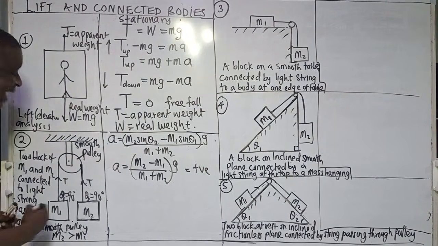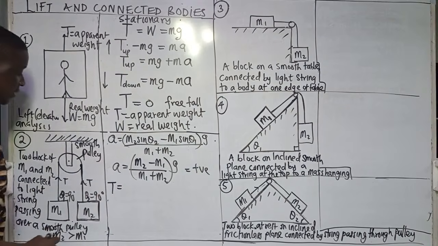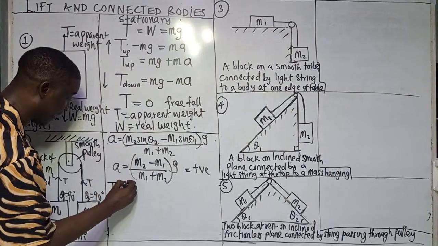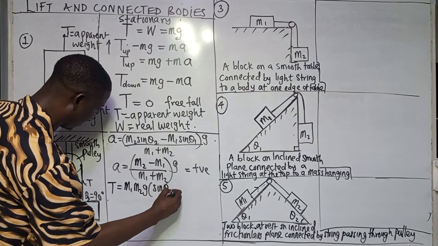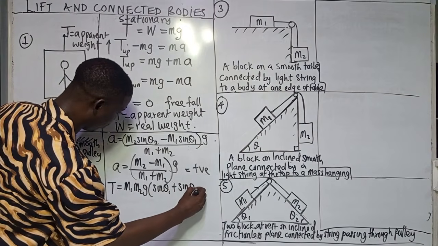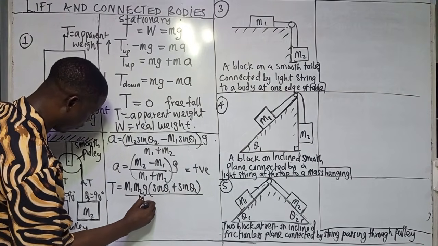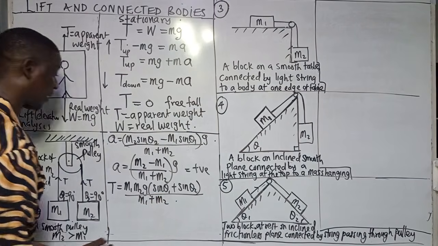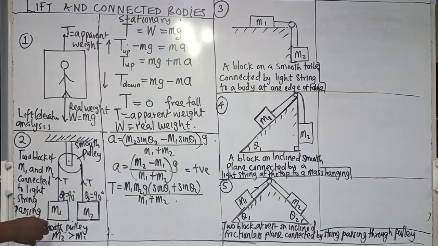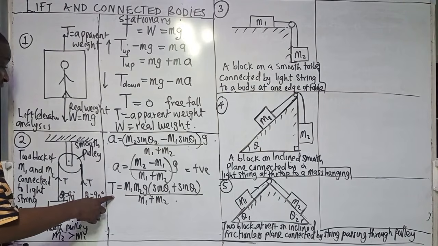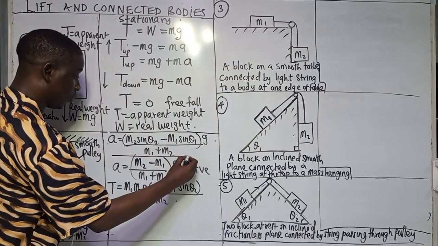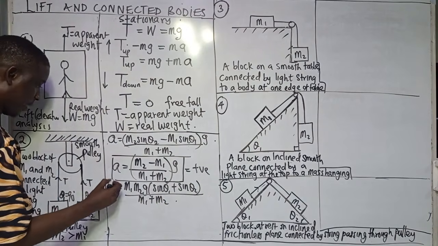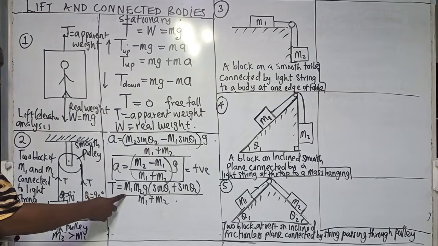The next one is tension, the tension in the string. We use M1 M2 times G into (sine theta 1 plus sine theta 2) all over M1 plus M2. That is the formula I'm going to use to solve it. Now the tension in the string is T, and the common acceleration formula is what we have gotten. So for the tension in the string now, we'll use this one.